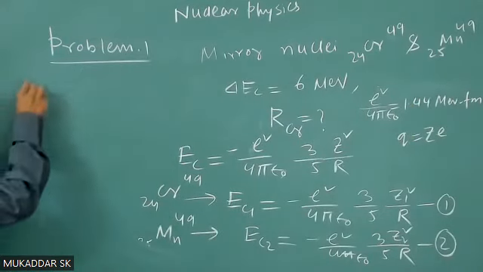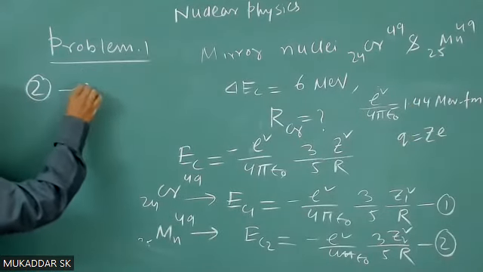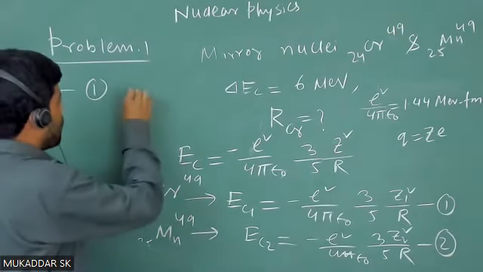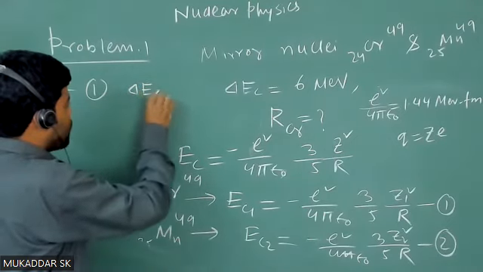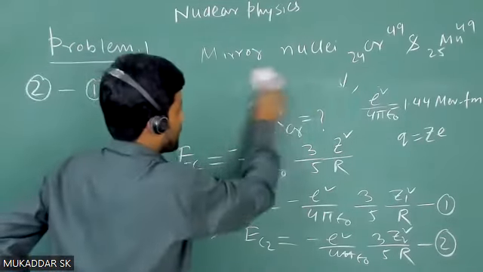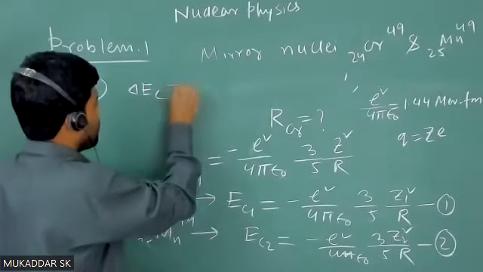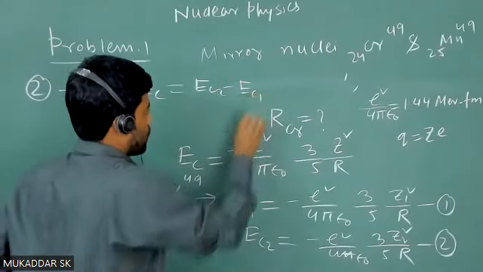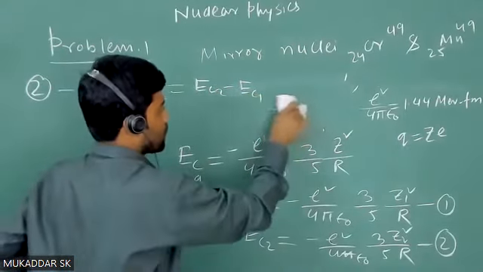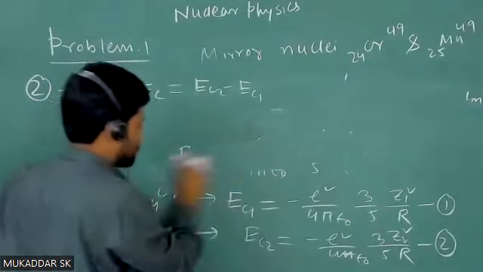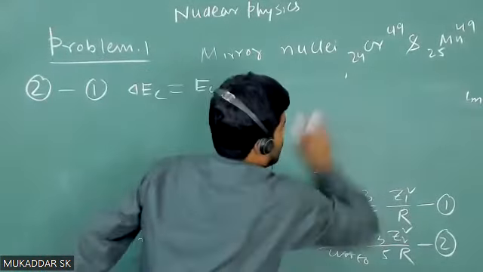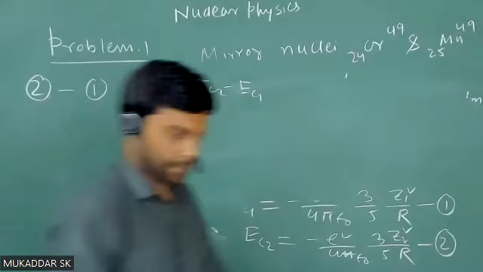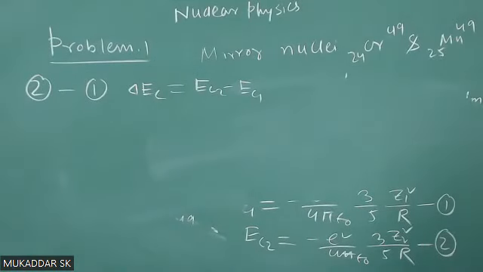Now, if you subtract equation 2 from 1, what will happen? So then you will get delta EC, or the difference in the Coulomb energy, and that will be your EC2 minus EC1. ठीक है ना? Can you please write the formula for that? लिखो जरा आप लोग. You write it. I'll clean the board.